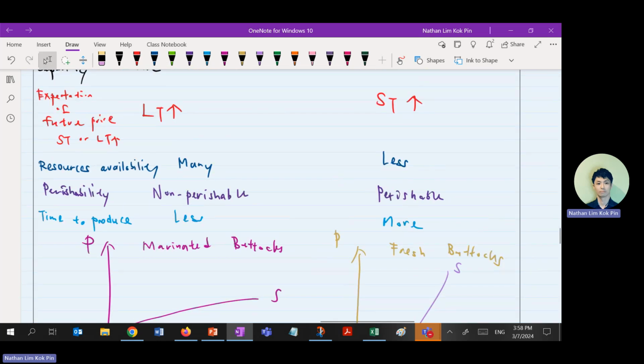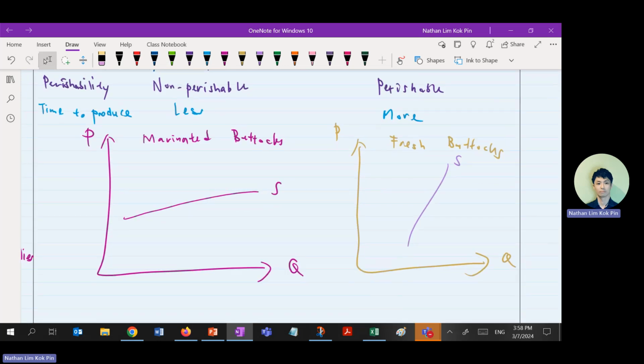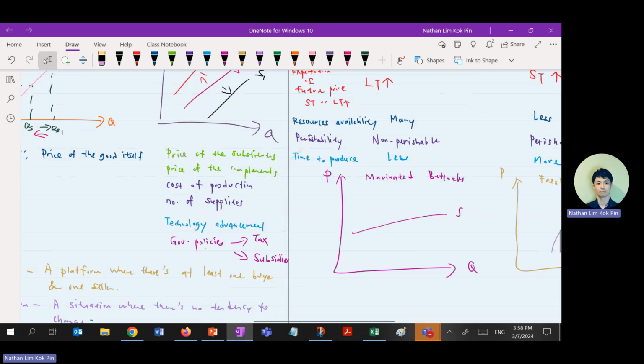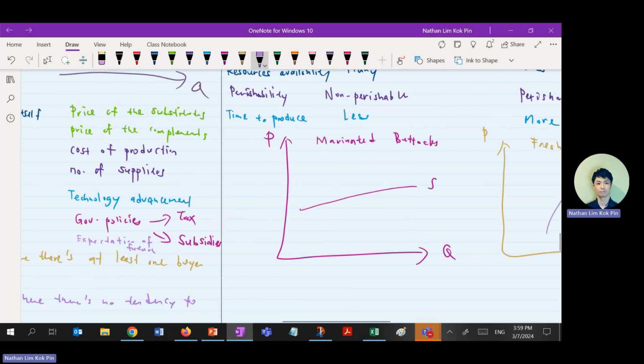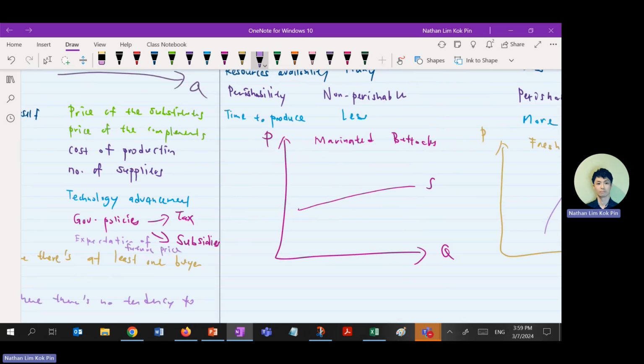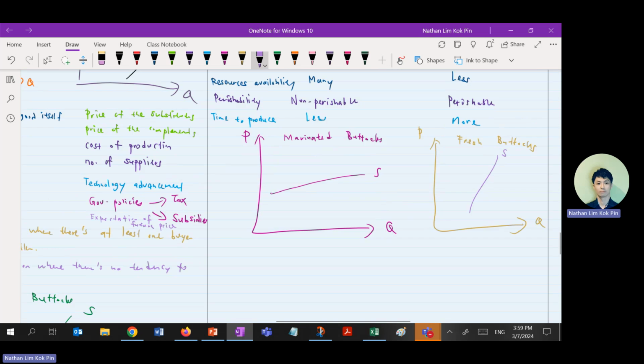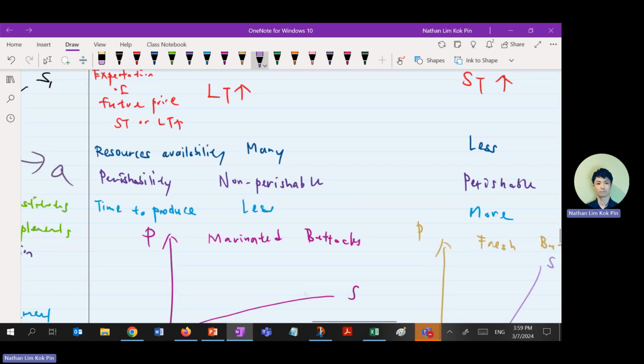Okay. Anything I did not cover for chapter 2? I believe I covered most of it. The only thing I did not cover here is the expectation of future price, also for supply. The expectation of future price in supply is different from the expectation of future price in PES, because for PES you also need to look at short term or long term.